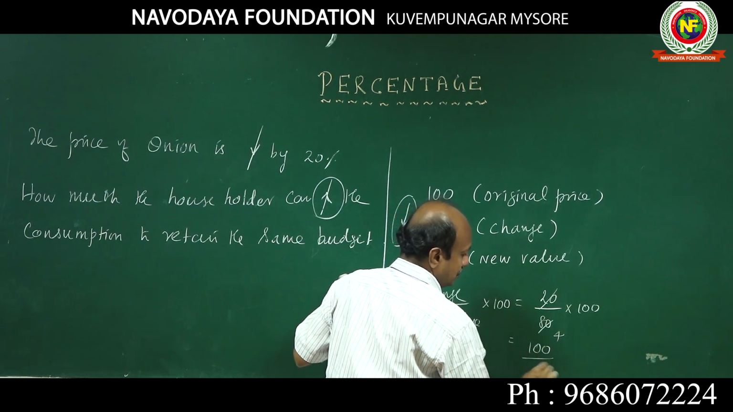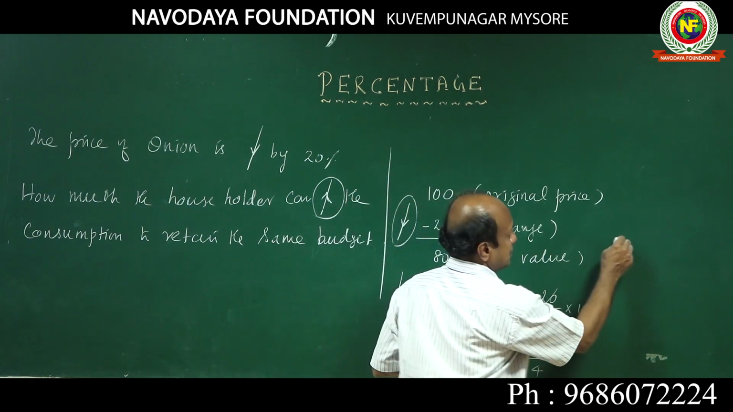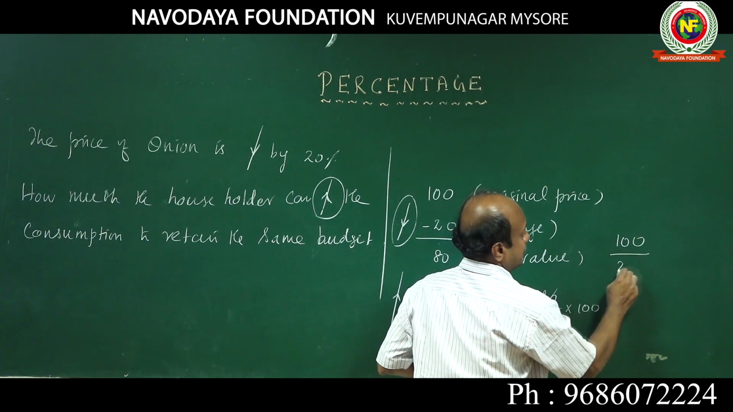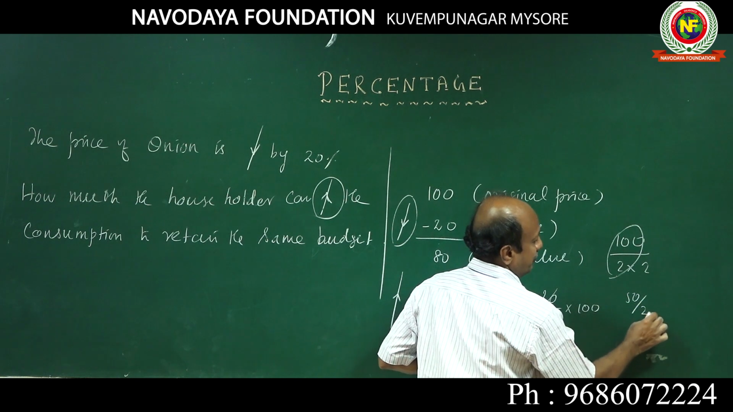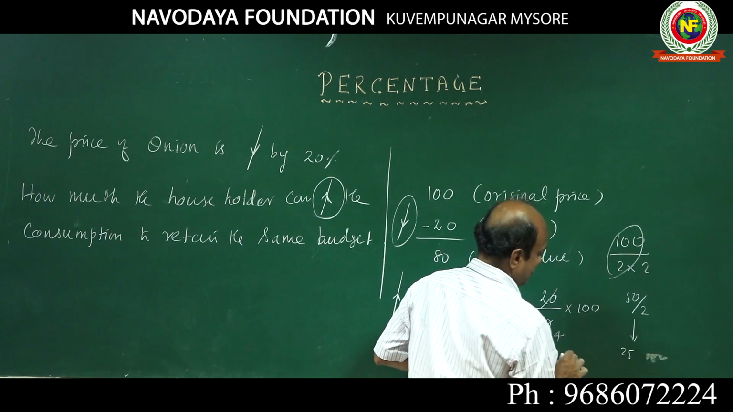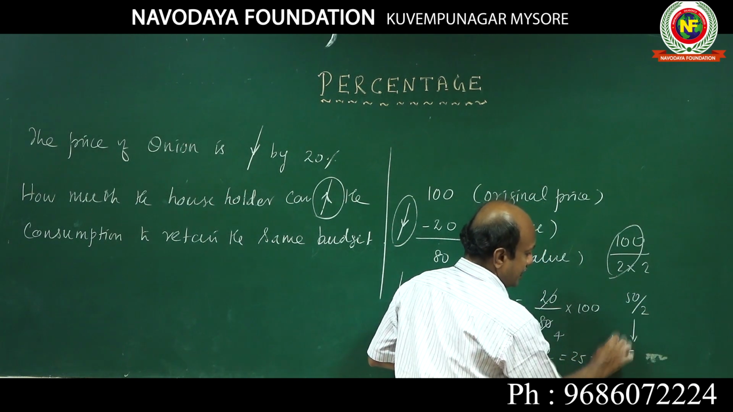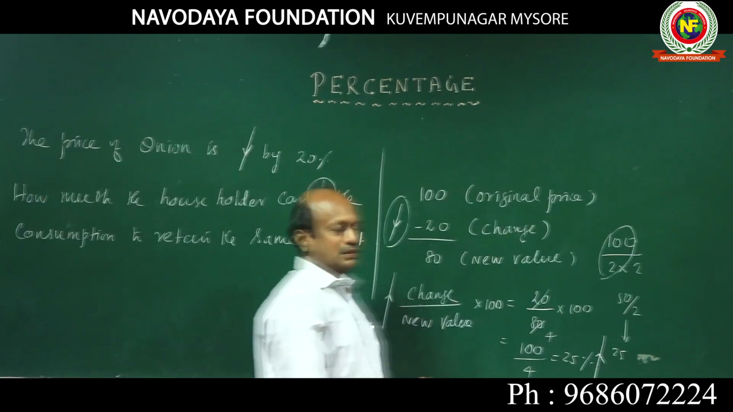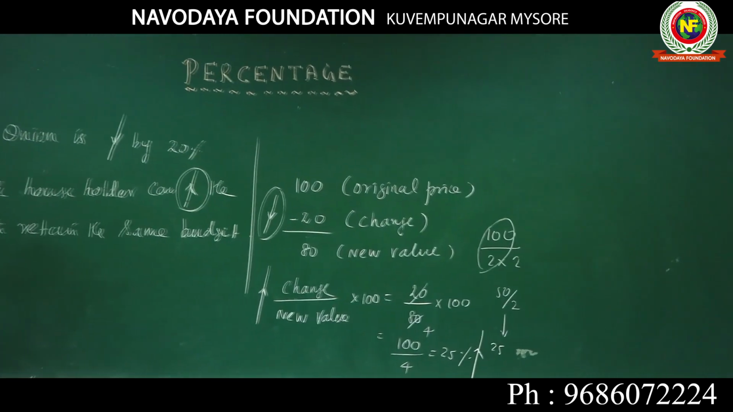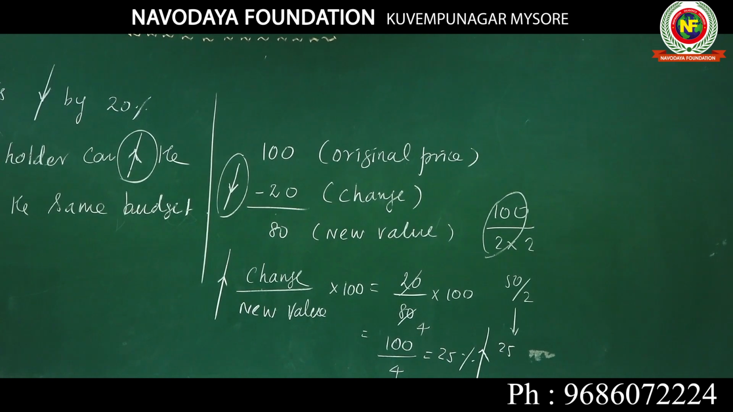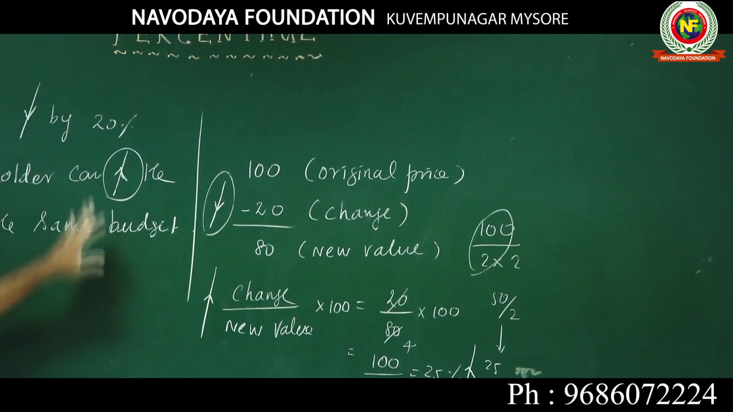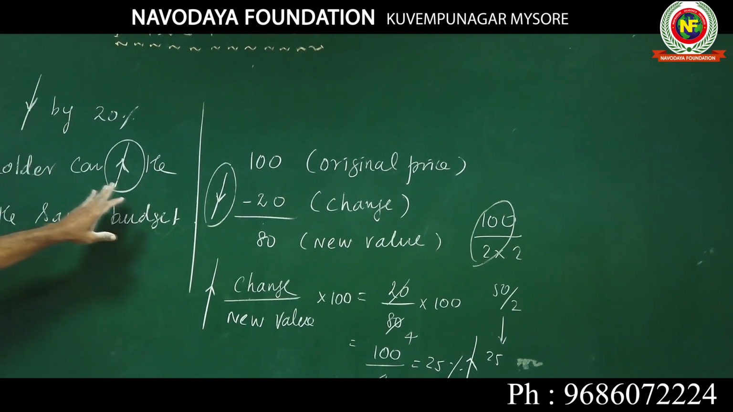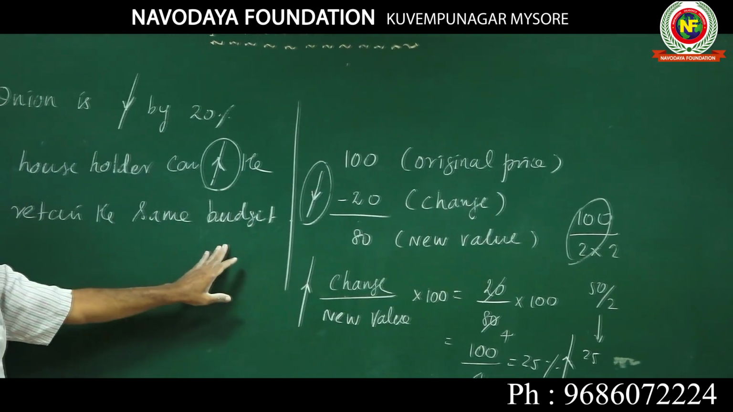100 by 4 also, friends, you take in this manner: 100 by 2 into 2. What about half of 100? 50. Half of 50? 25. Therefore, the householder can increase utilization by 25% to retain the same budget. Let me repeat. Naturally, if the prices decrease, we utilize more. If the prices increase, we reduce the consumption.